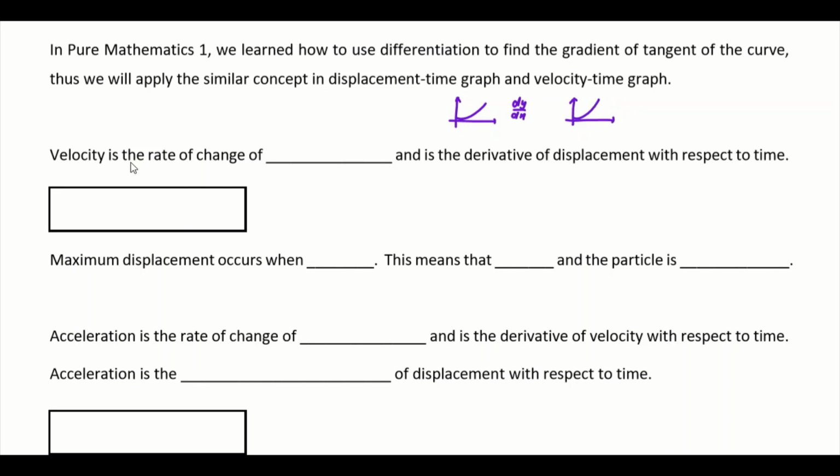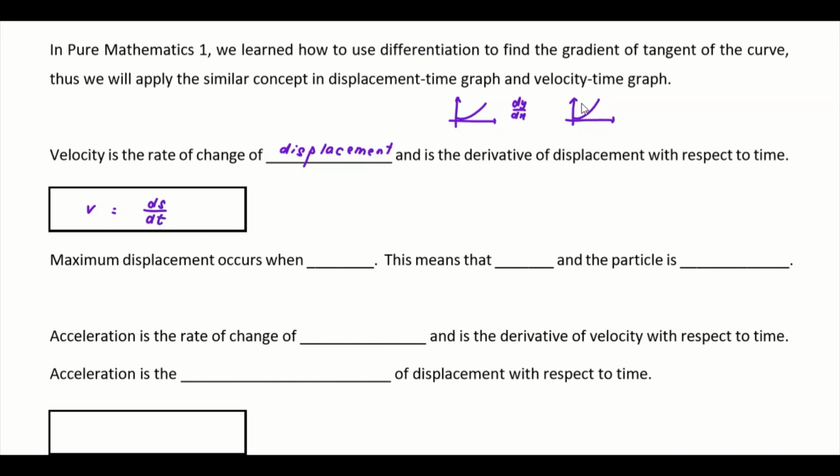In other words, velocity is the rate of change of displacement. So if we want to find the velocity, we can always differentiate the function for displacement, or in other words, its rate of change. So that's why it's going to be ds with respect to time, so ds/dt.